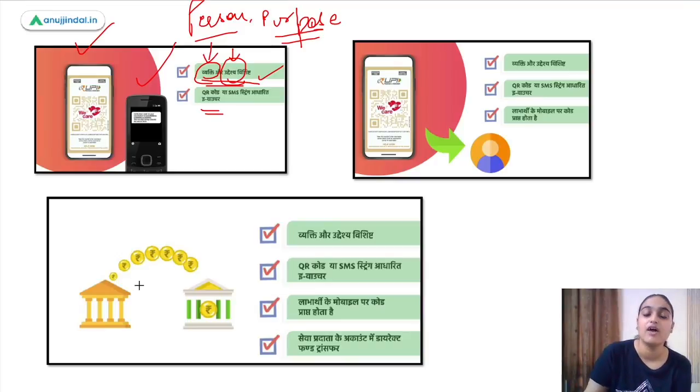The money, because the government or the corporation might be sponsoring this very service which you will get through the e-voucher, the money associated with that will directly get paid to the service provider. सेवा प्रदाता के अकाउंट में डायरेक्ट फंड ट्रांसफर होगा.